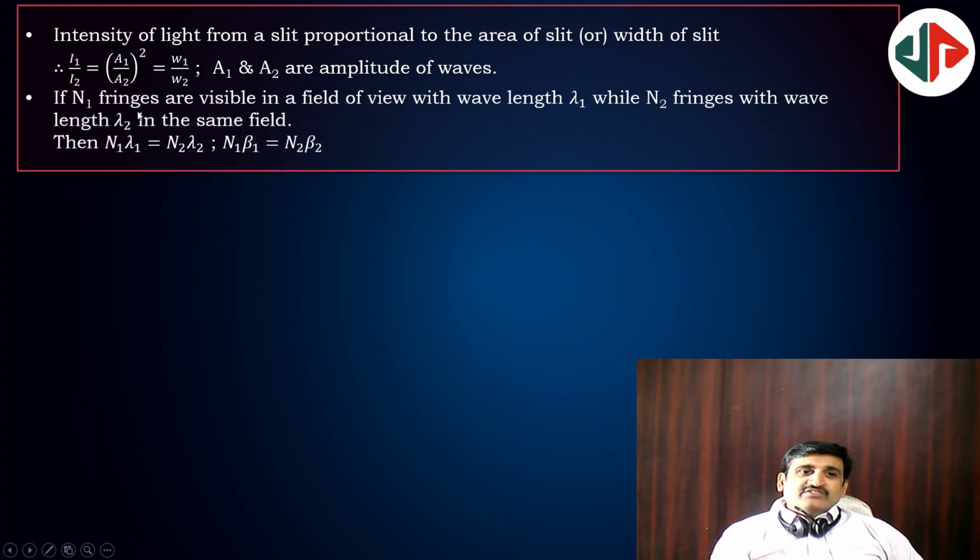If n1 fringes are visible in a field of view with wavelength lambda 1, and n2 fringes with wavelength lambda 2, then n1 lambda 1 equals n2 lambda 2, that is, n1 fringe width 1 equals n2 fringe width 2.